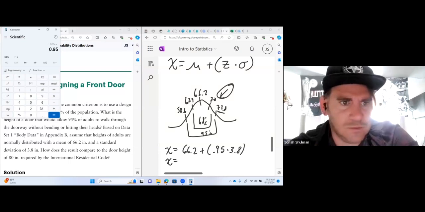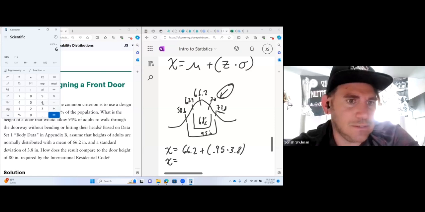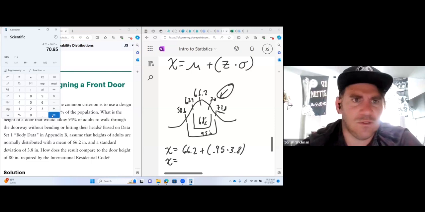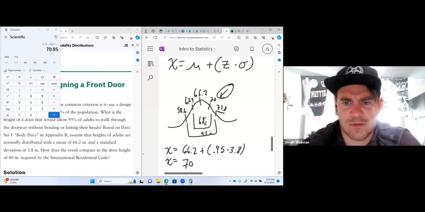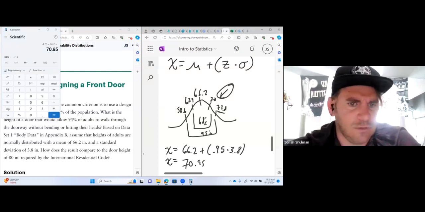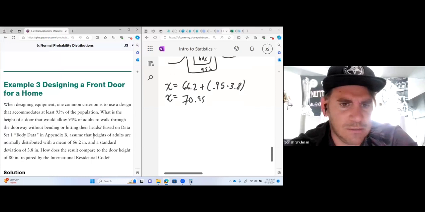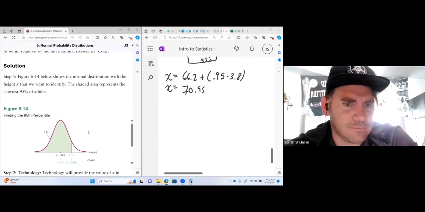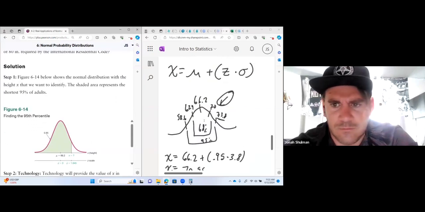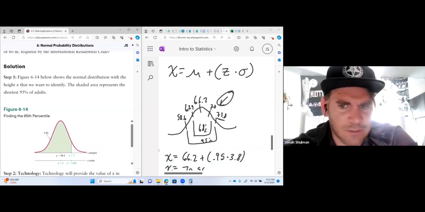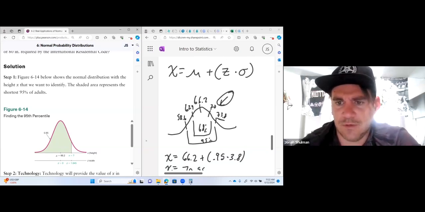0.95 plus 3.8 is 4.75, which we add to the 66.2. 70.95. So I'm off. That's what our X is, 70.95. See if I made a mistake. See, we want everything to the left of this, which is 0.95, right? We want everything here.